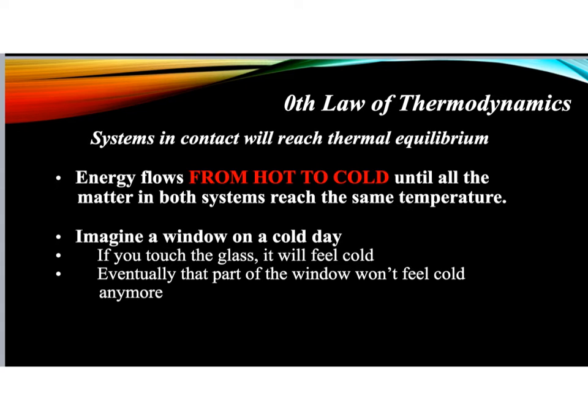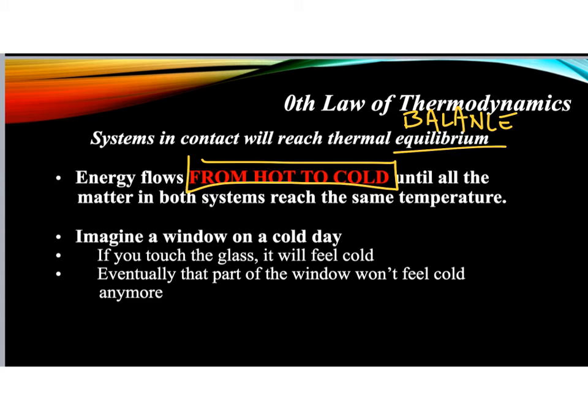All right, so now we're going to look at the laws of thermodynamics, or the laws of Thermo. We have the zeroth law: systems in contact reach equilibrium. For an object to reach equilibrium, we're saying that that object has reached a balance. So one thing to keep in mind is that energy always flows from hot to cold. So if I'm comparing two objects, and one's hot and one's cold, the energy is always going to move from the hot object to the cold object.